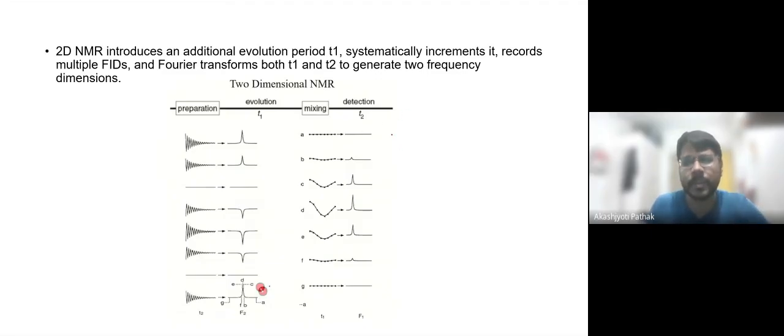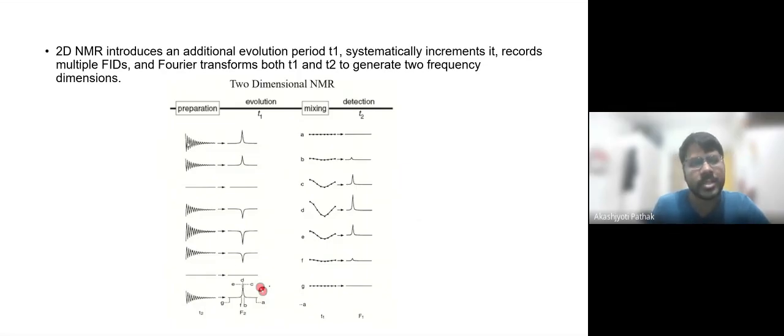This figure was there in the lecture. So what 2D NMR is actually doing is that it introduces an additional evolution period T1, and then it systematically increments this T1 period and records multiple FIDs. And then these multiple FIDs are Fourier transformed in both the T1 and T2 dimensions to generate two frequency dimensions. Okay, so here you can see that this is your T1 dimension and this is your T2 dimension.